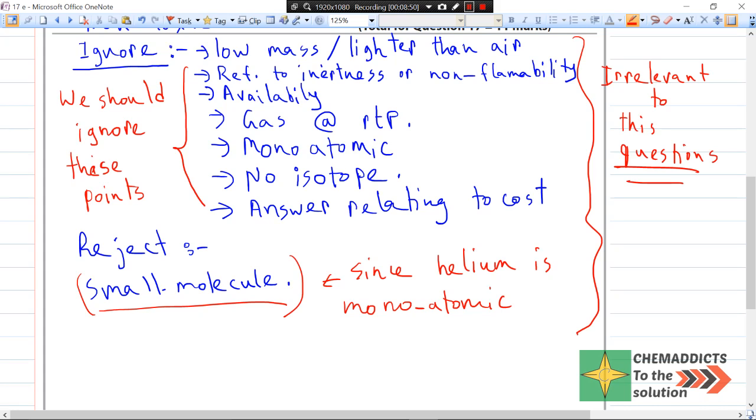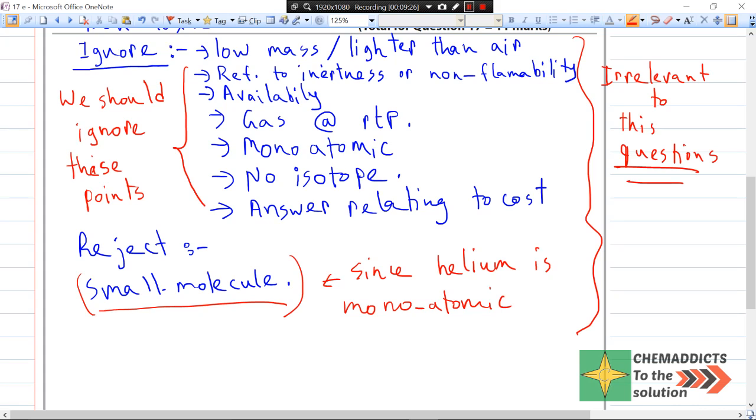So low mass, lighter than air, this is irrelevant to the answer as well as the question. So here we should not write low mass, lighter than air, reference to inertness or non-flammability. Availability, that is, it is cheap, we can get it in the market. Gas at room temperature and pressure. As you can see, these points are irrelevant to the question.